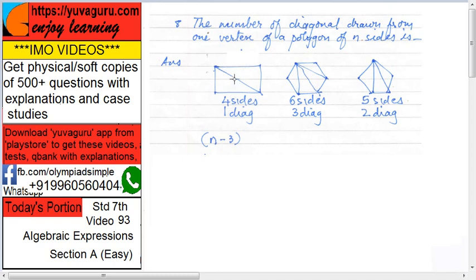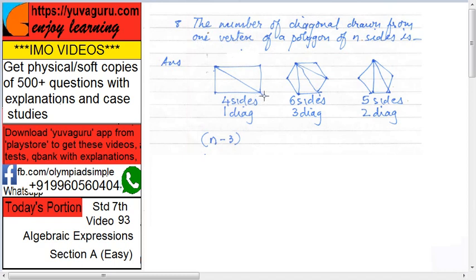Now let's start with the four sides, that is quadrilateral. How many diagonals are there? One. From one vertex only. See here, there can be one diagonal from here also. But what we want is from one vertex. From one vertex, only one.